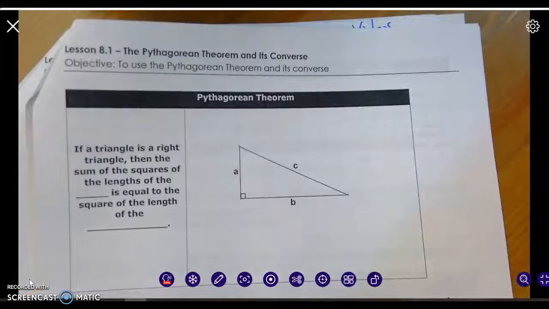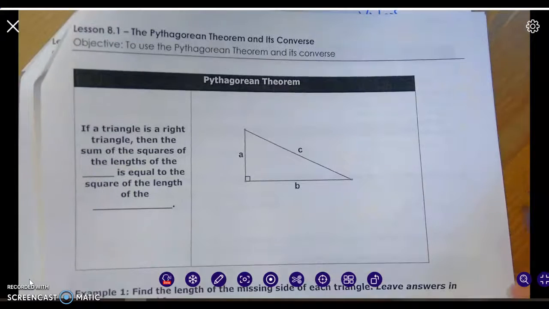All right, this is 8.1 Pythagorean theorem and its converse. This is page 3 of your notes. So we are going to practice the Pythagorean theorem.